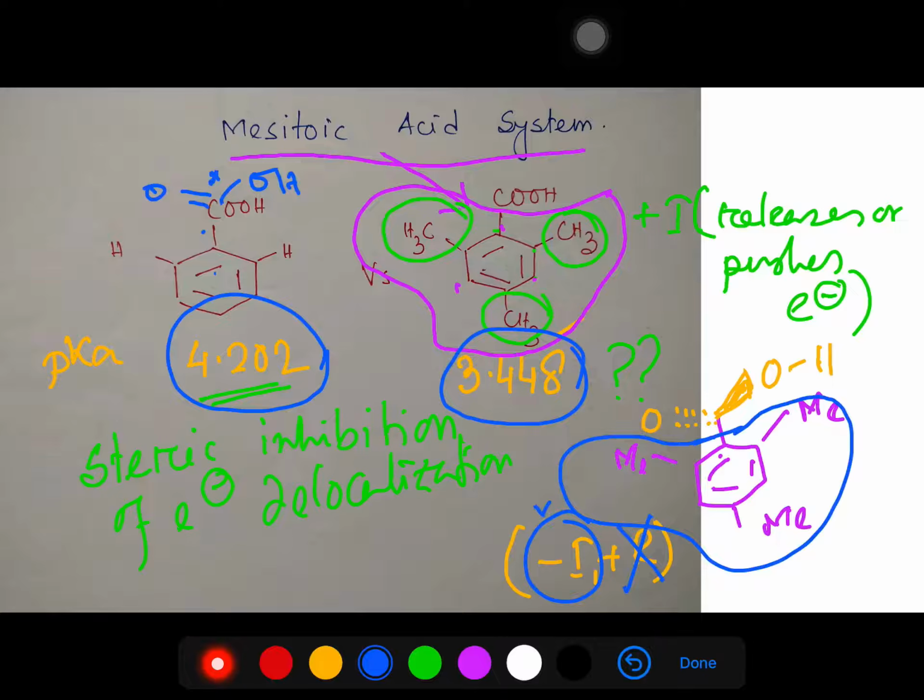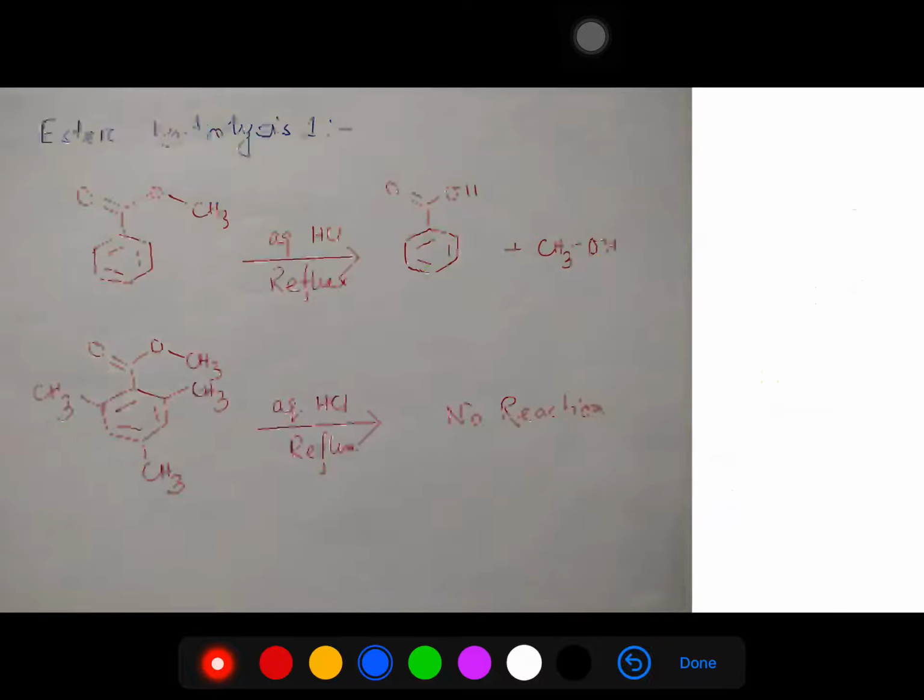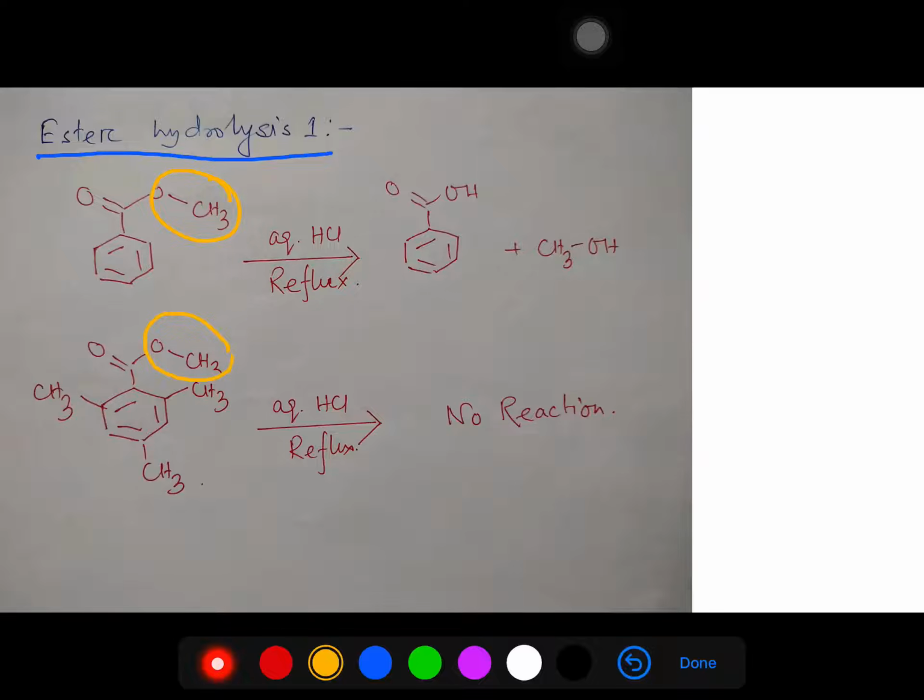A lot of other chemistry we will learn in the next slides. Since we have discussed the property of the acid, let's discuss its derivatives, for example, hydrolysis of esters. This is a benzoate ester, and this is a mesitoate ester. Better to say, it's the methyl ester of benzoic acid and the methyl ester of mesitoic acid. The methyl ester of benzoic acid under aqueous HCl reflux undergoes hydrolysis to produce benzoic acid and the corresponding alcohol, methanol. Whereas if you reflux this with aqueous HCl, no reaction occurs.